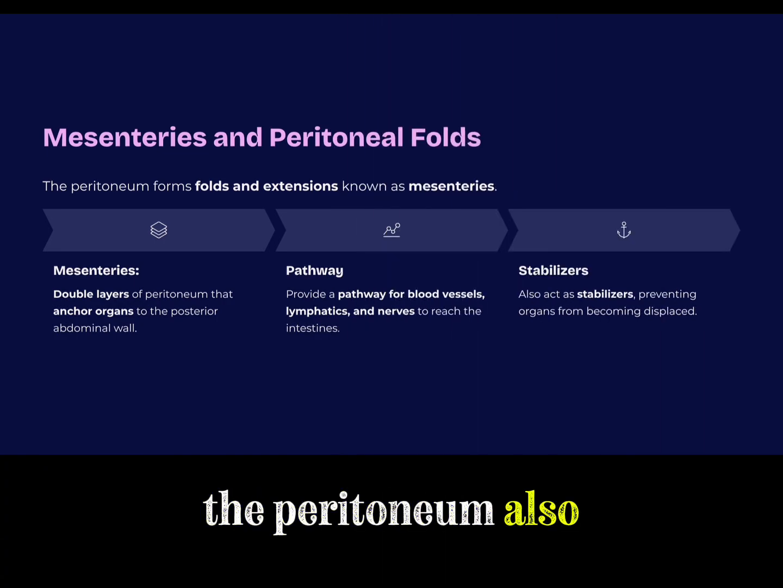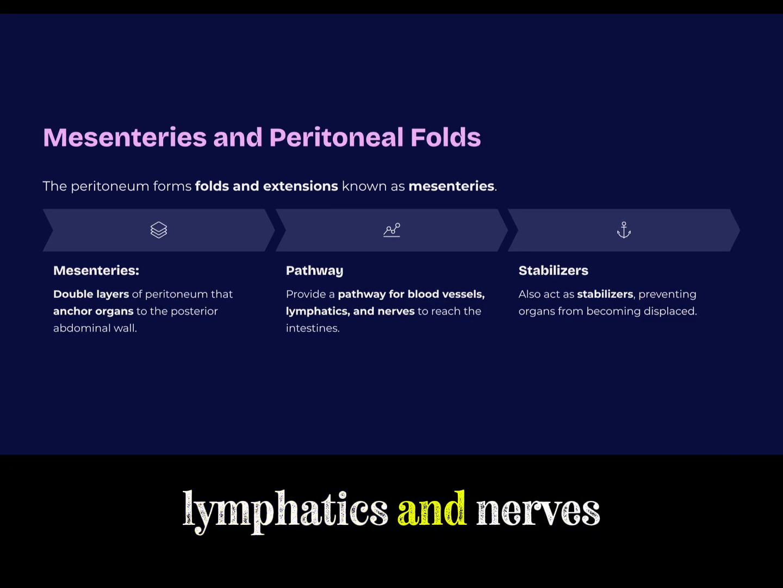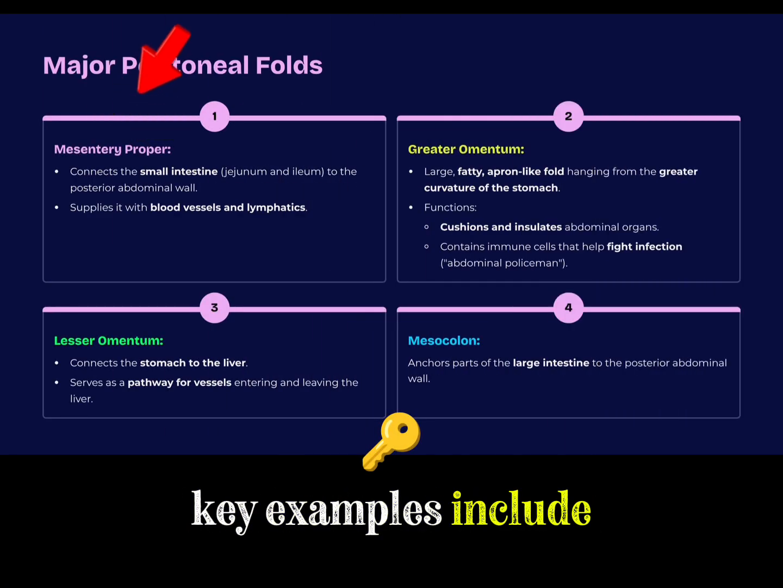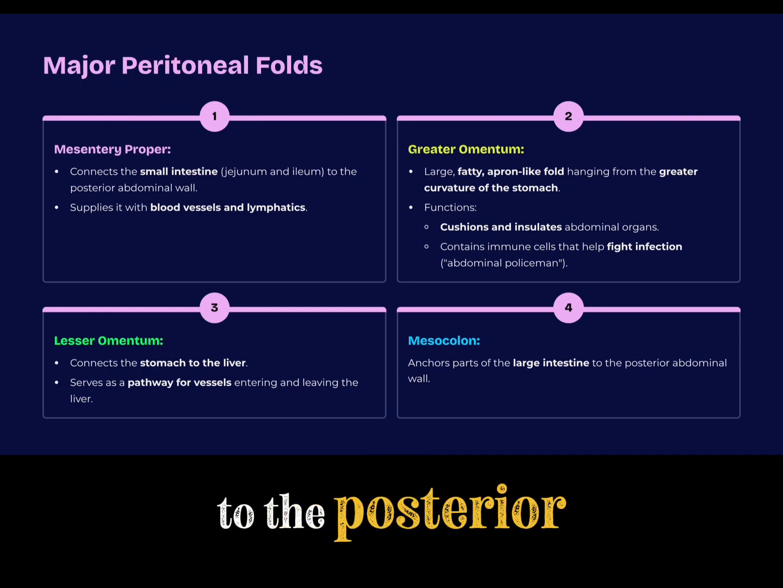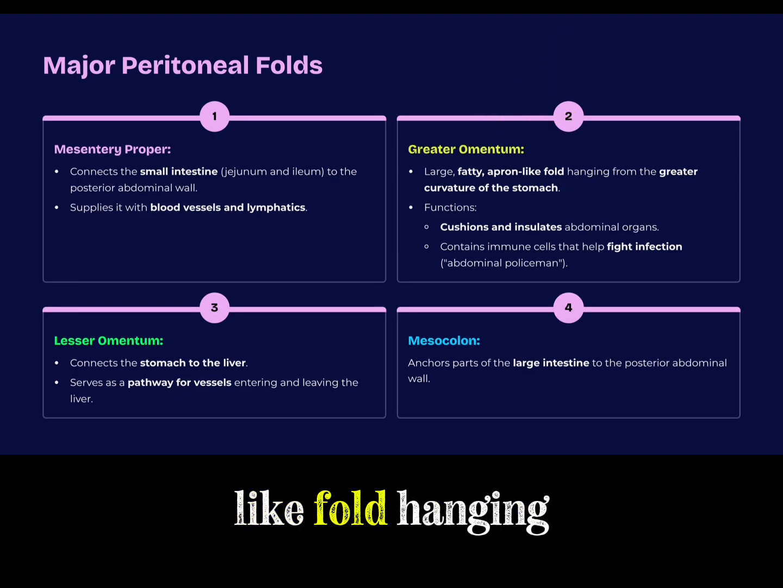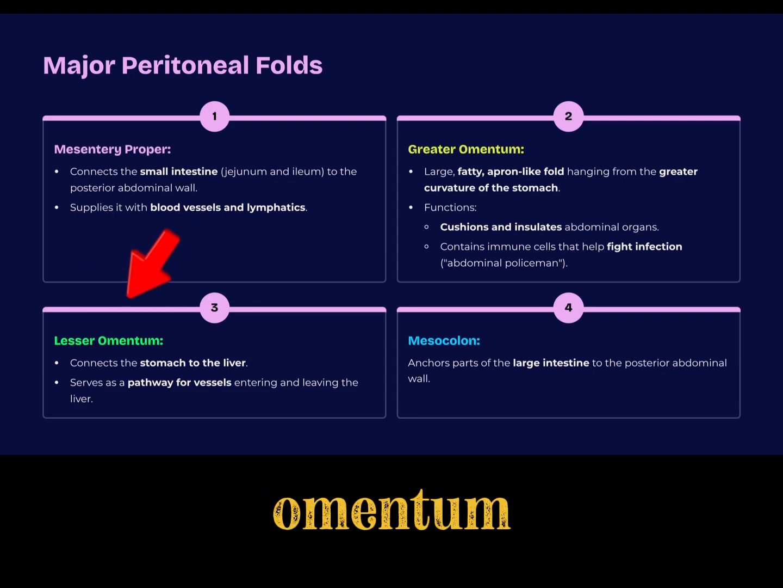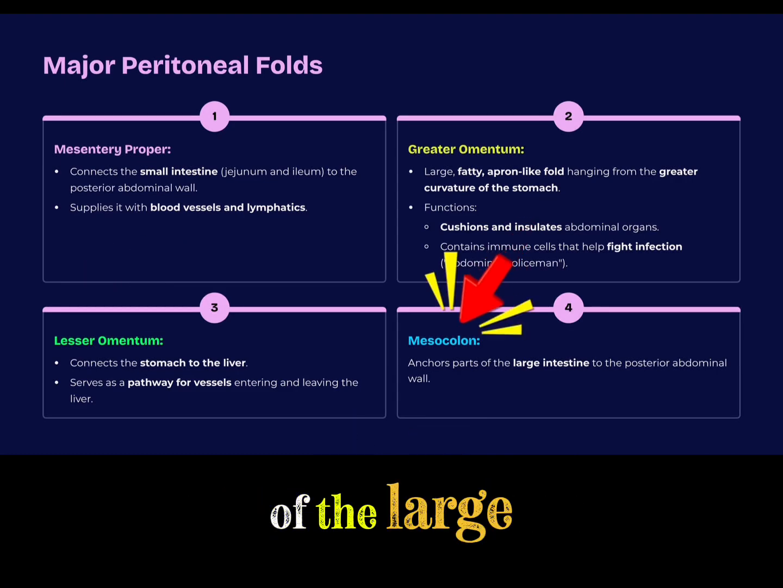The peritoneum also forms folds and extensions that act like anchors, holding organs in place while creating a pathway for blood vessels, lymphatics, and nerves. These folds are called mesenteries. Key examples include mesentery proper, which connects most of the small intestine to the posterior abdominal wall; greater omentum, a large, fatty, apron-like fold hanging from the stomach, providing cushioning and immune defense; lesser omentum, which connects the stomach and liver; and mesocolon, which anchors parts of the large intestine.